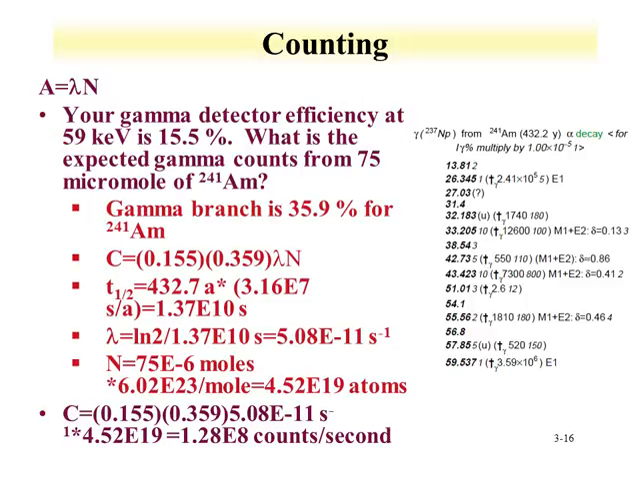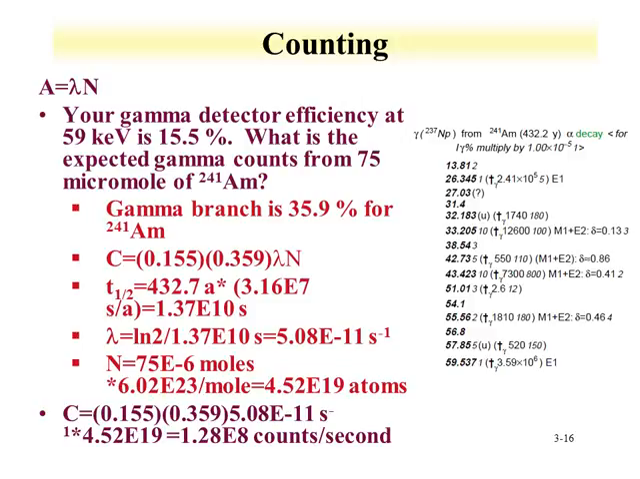We know that our detector, say we calibrated a detector, and our efficiency is 15.5% at 59 keV. What that means is that it only sees 15.5% of the photons at that energy. That's actually a pretty high efficiency. So if we had 75 micromoles of americium-241, what kind of count rate would we expect to see?